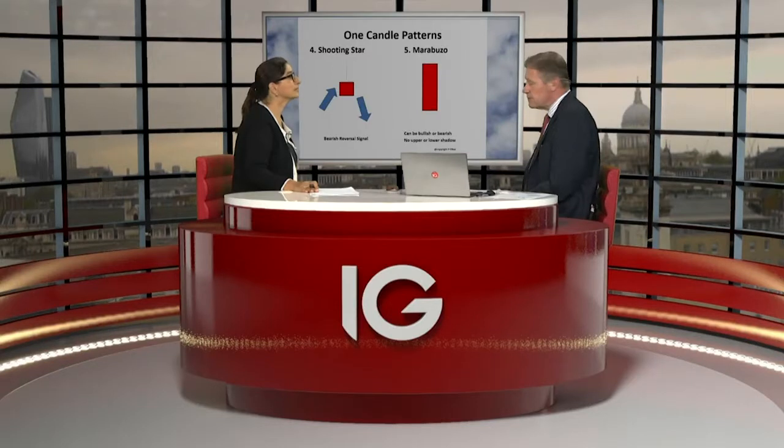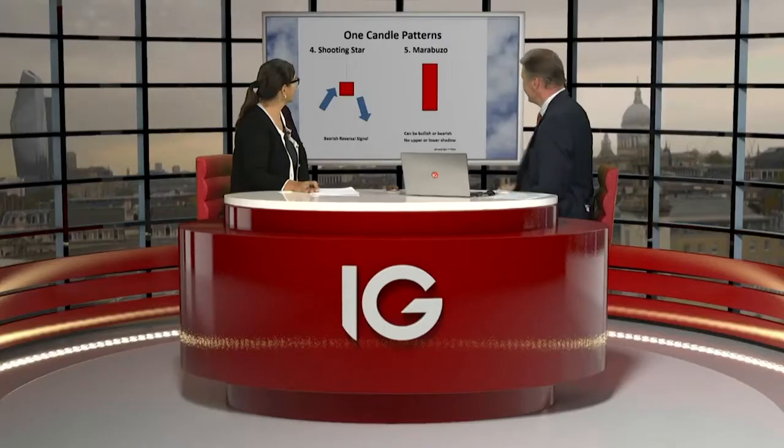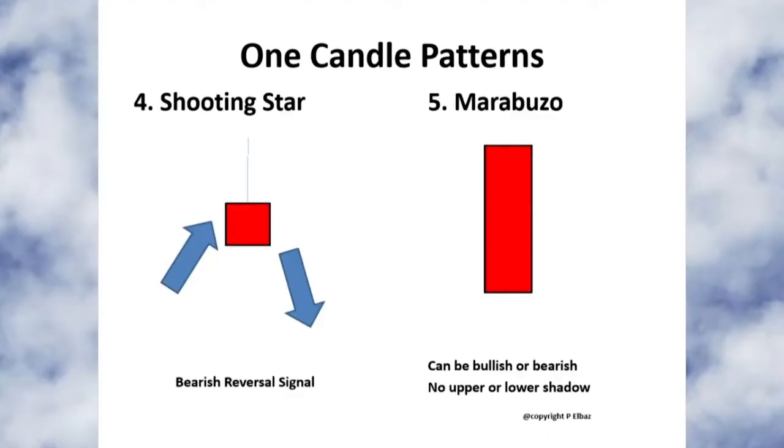Right, and what's a marabuzu? So marabuzu, a lot of the times we mention that. Marabuzu means a shaven head. So this is Japanese. Right, correct. So it's a shaven head, and what it's saying is that it doesn't have the wick, so it hasn't got the high and the low, upper and lower shadows.